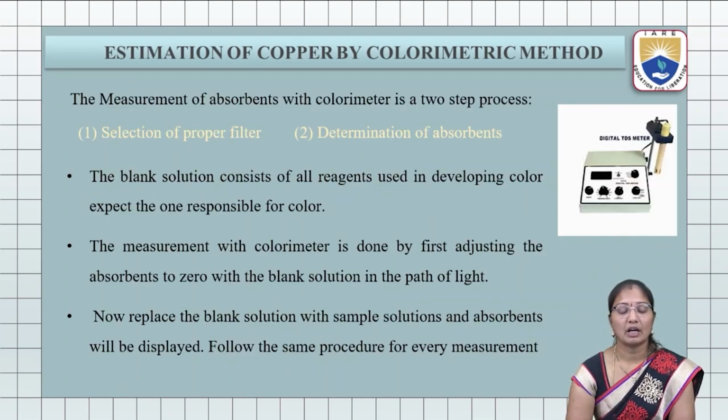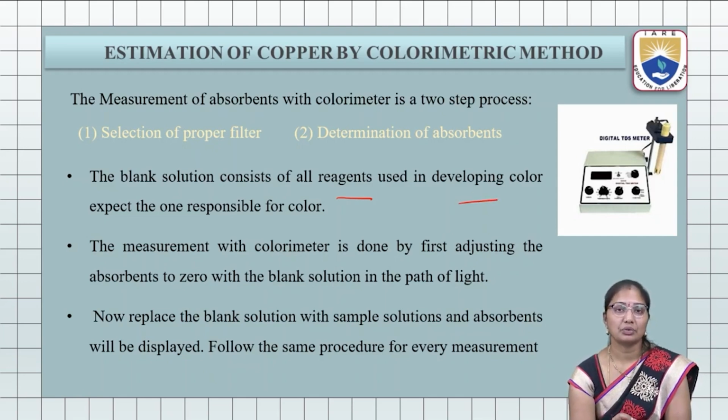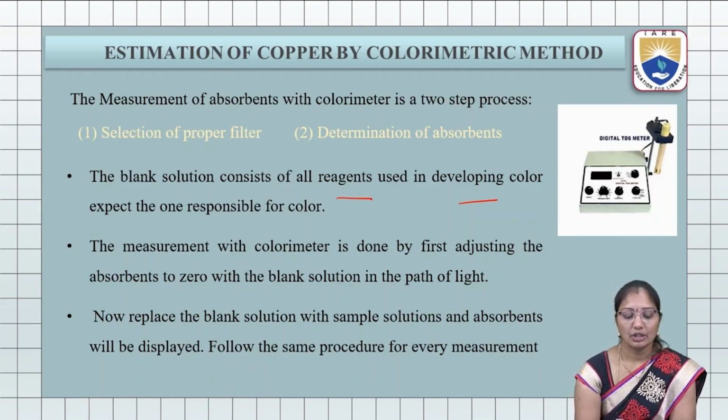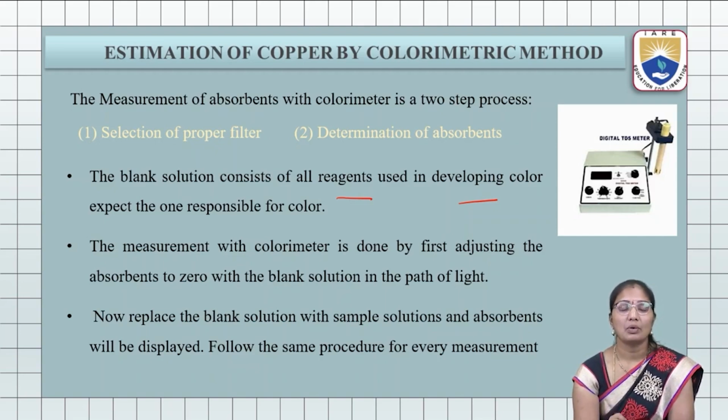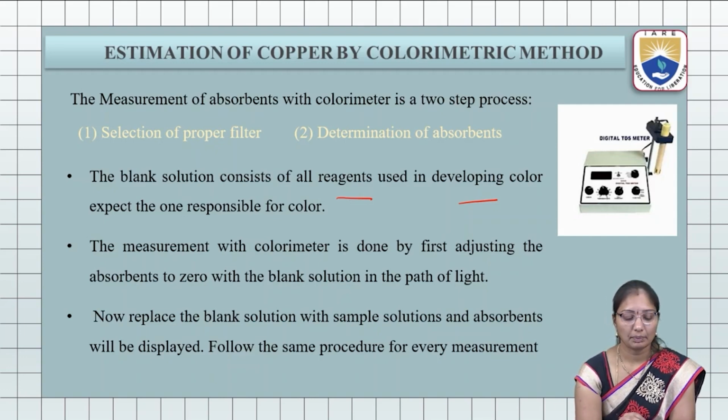Then the measurement of absorbance with colorimeter is generally a two-step process. The blank solution consists of all reagents and developing color. Generally, if we are using some stabilizing agents, like sulfuric acid, on preparation of copper sulfate solution, for stabilization some amount of sulfuric acid is added. So the blank here is nothing but only the mixture of sulfuric acid and water, but no reagent or complex material, like no copper material is added inside the blank solution.